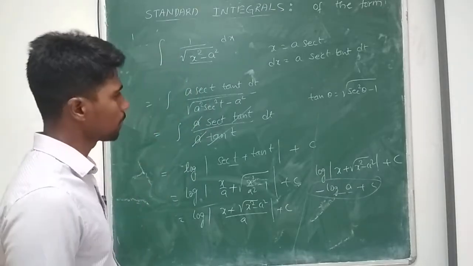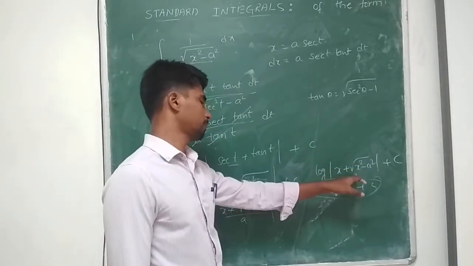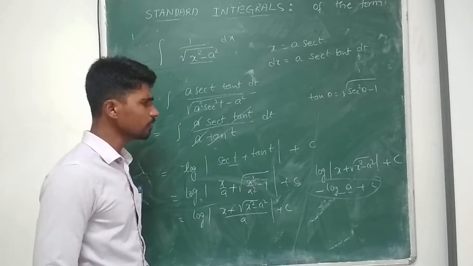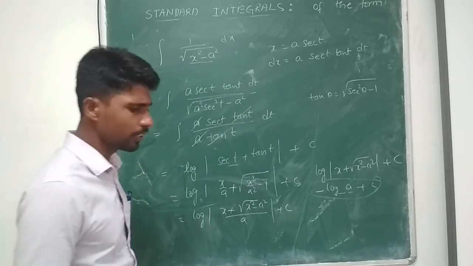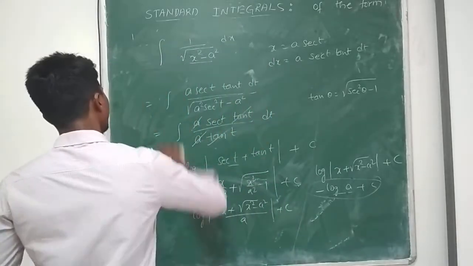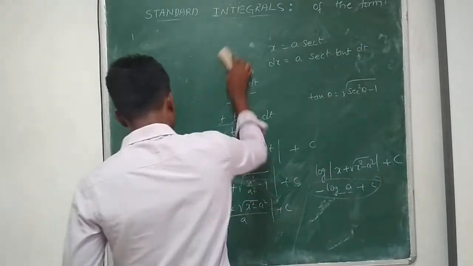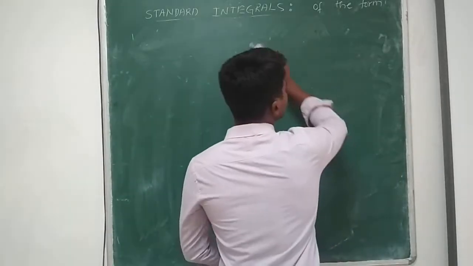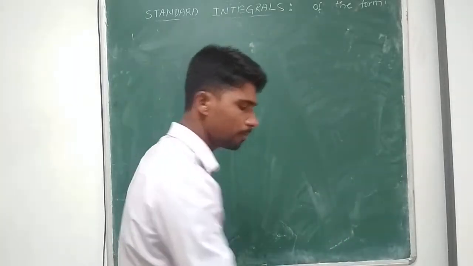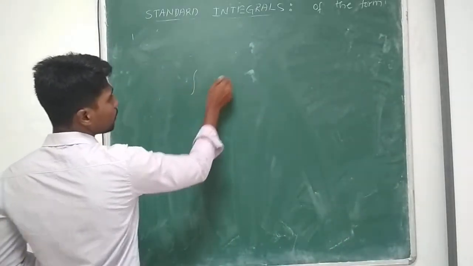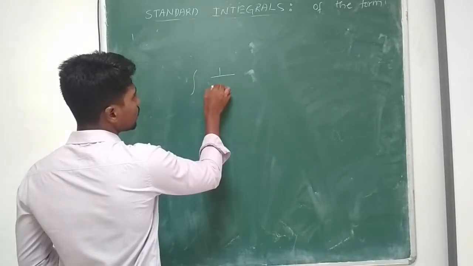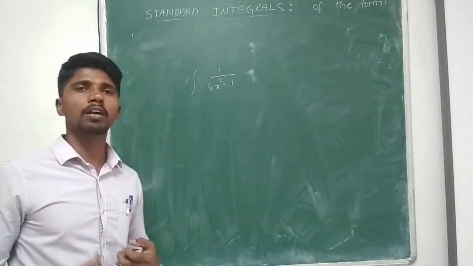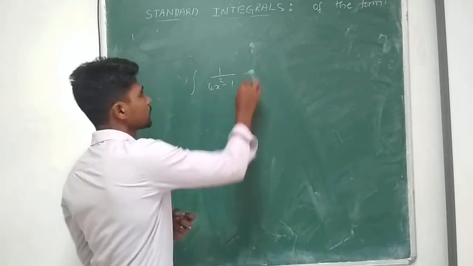the integral of 1 by root over x square minus a square is equal to log mod x plus root over x square minus a square. Okay. Whenever we go to the problems, they won't give the problems in direct form, right? They give them in reducible form. Reducible form is nothing but like the integral of 1 by 4x square minus 1 dx.